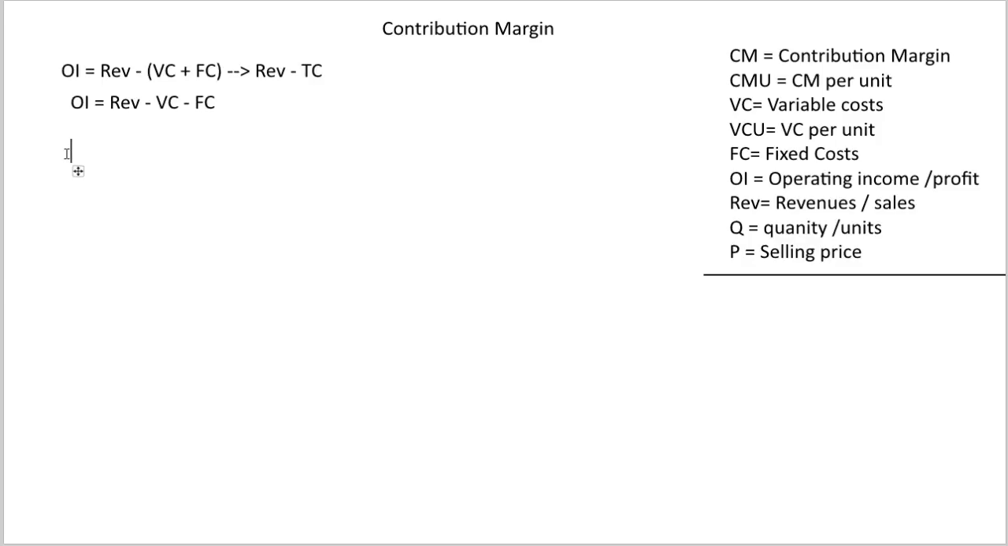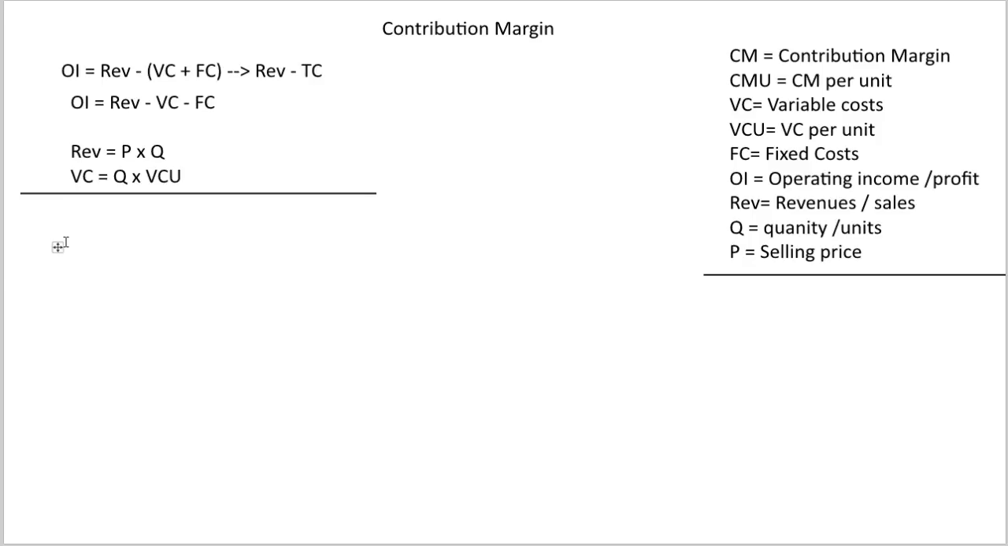So let's also just explain some minor concepts as well in case you don't know. Revenues equals your price times your quantity, and your total variable cost will equal your quantity times your variable cost per unit. Great, now that we have the basic concepts, we can dig into the real stuff.